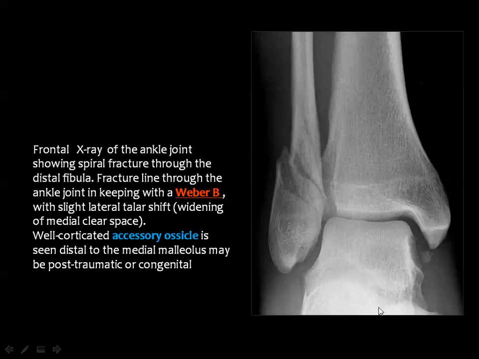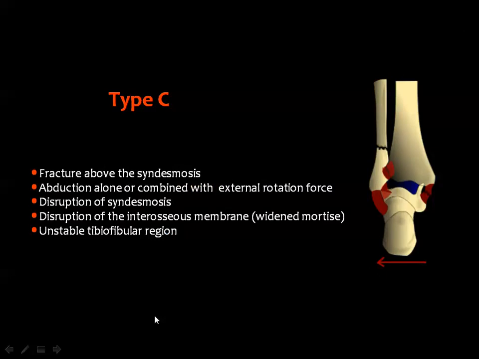And here is a type B fracture. You can see the fracture at the level of syndesmosis, the nearest point between the fibula and the tibia, and the medial malleolus is intact, and this is an accessory ossicle at the medial malleolus.